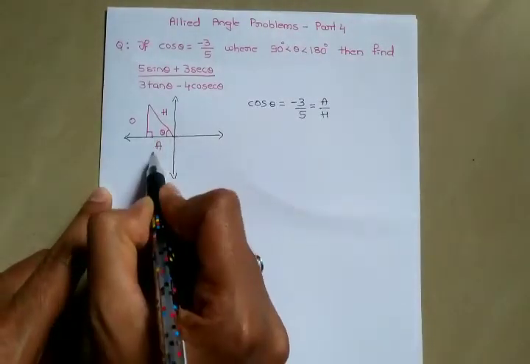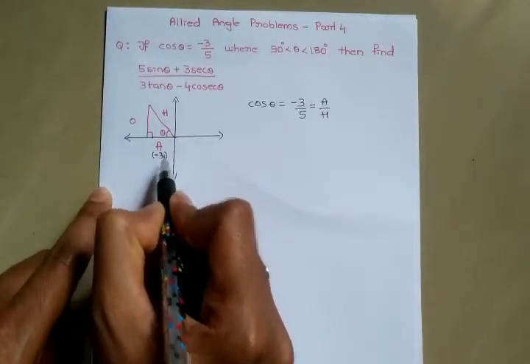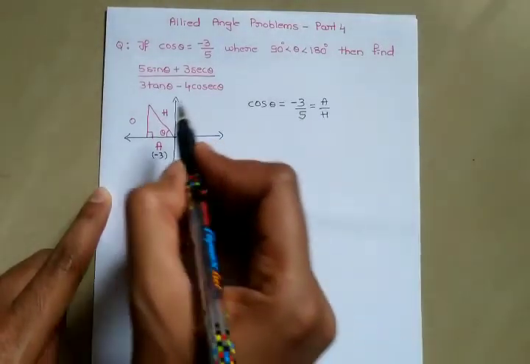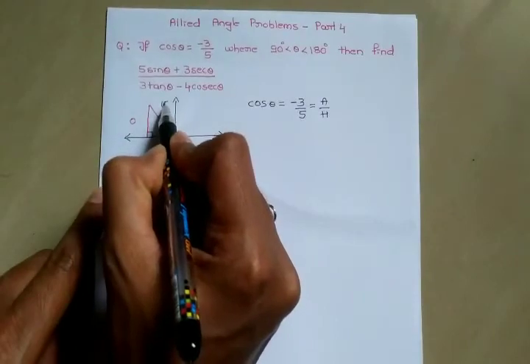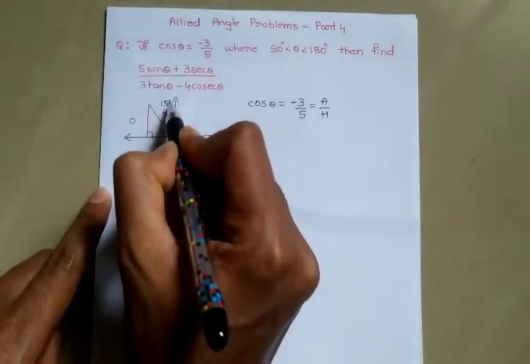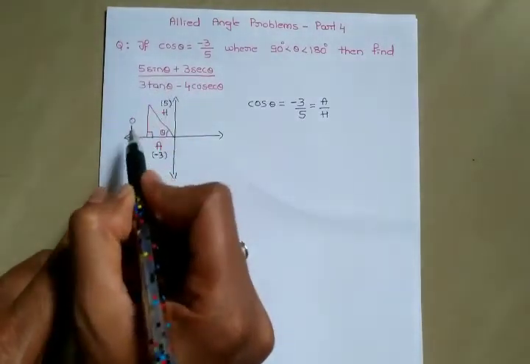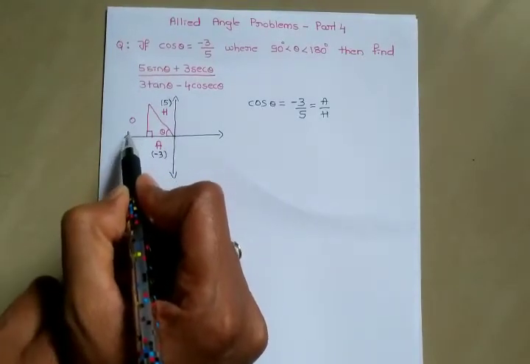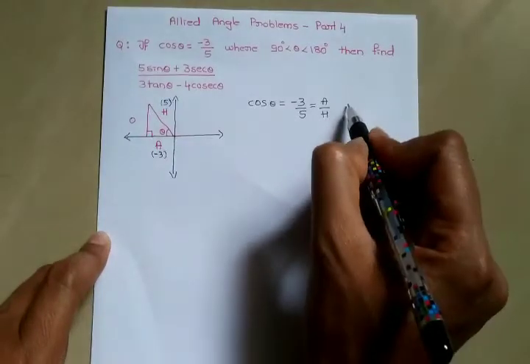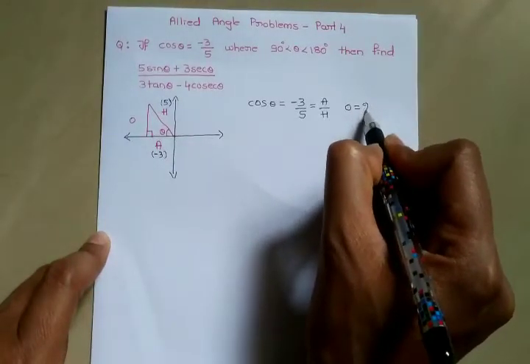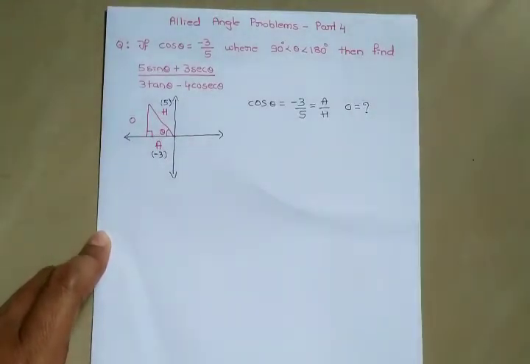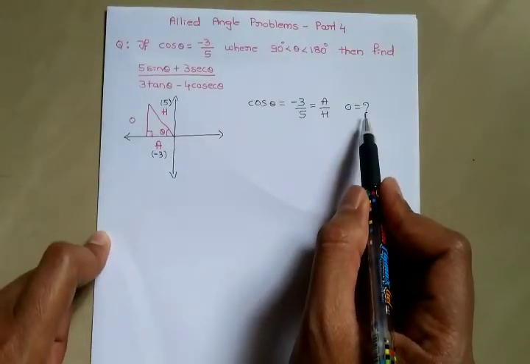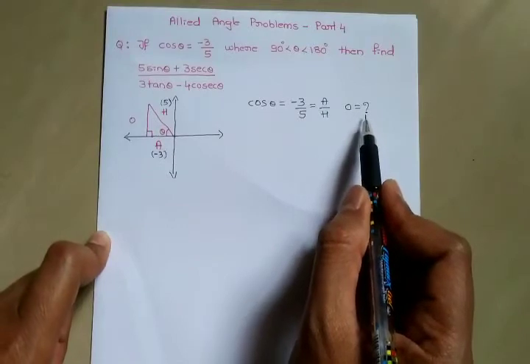So the adjacent side is minus 3, and the hypotenuse side is 5. Now to find this value you need one more value, the opposite side, because you don't know the opposite side value. Therefore I am going to put a question mark for the opposite side. So the first step is to find the opposite side value. How do we find it?